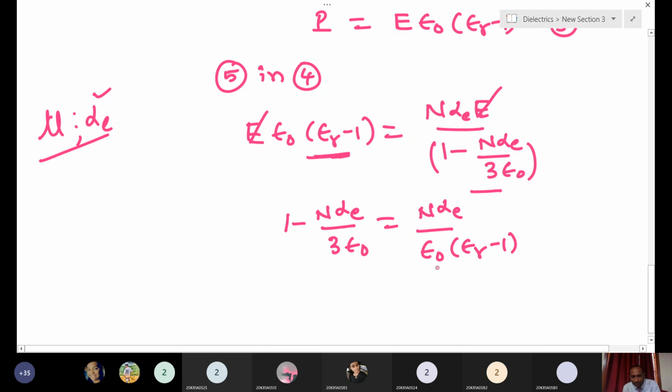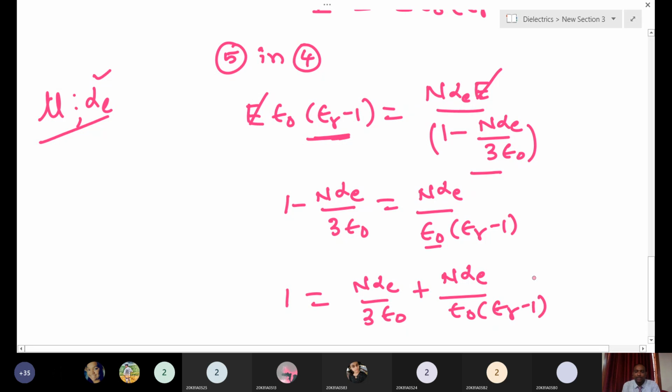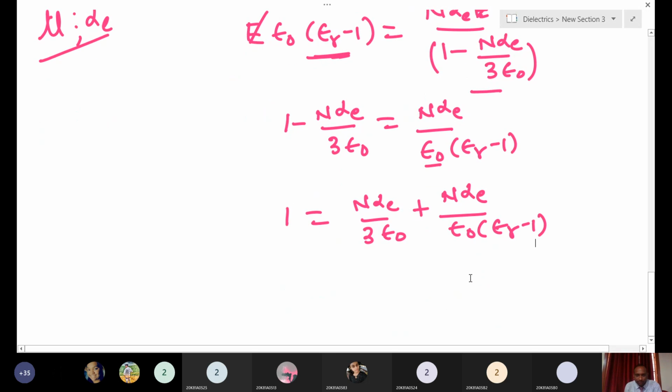Here see, in the right hand side we have n alpha by epsilon naught. In the left hand side also we have n alpha by epsilon naught. These two are the same, so we will bring them to one side. So 1 is equal to n alpha by 3 epsilon naught plus n alpha by epsilon naught into epsilon r minus 1. From there what can we take out common? Can we take out n alpha by epsilon naught?